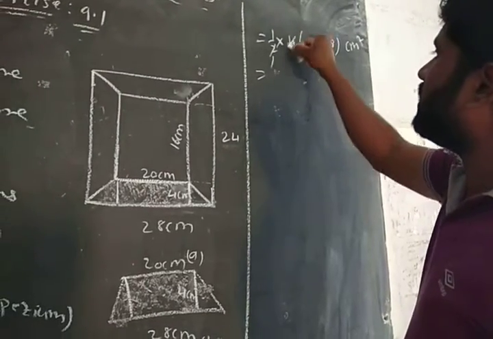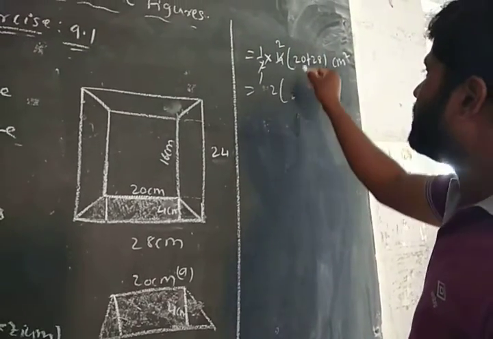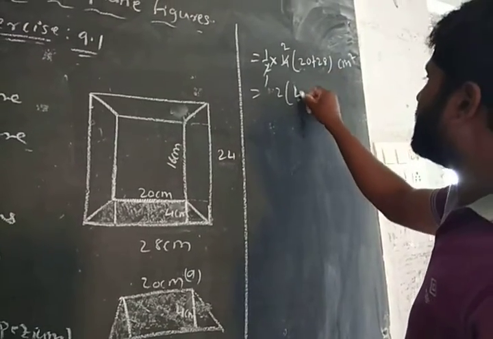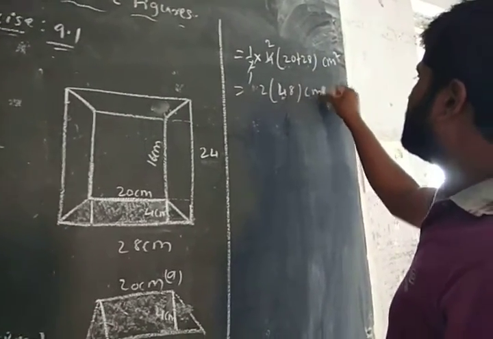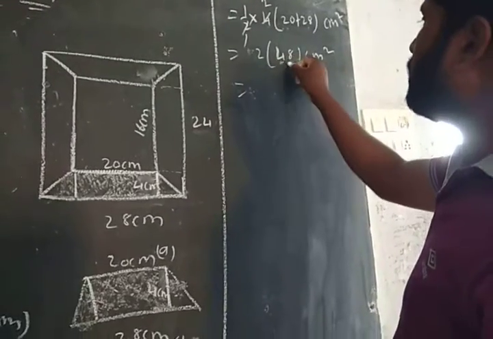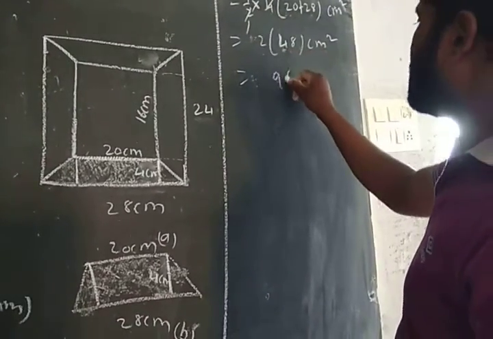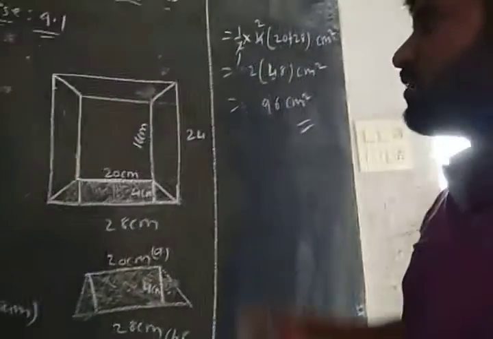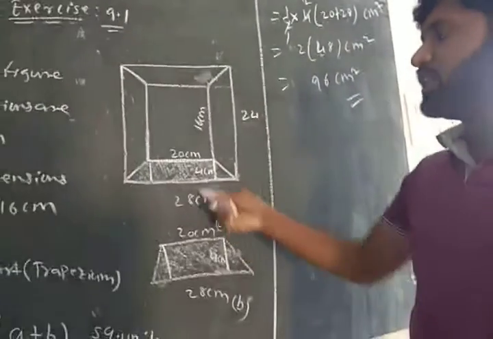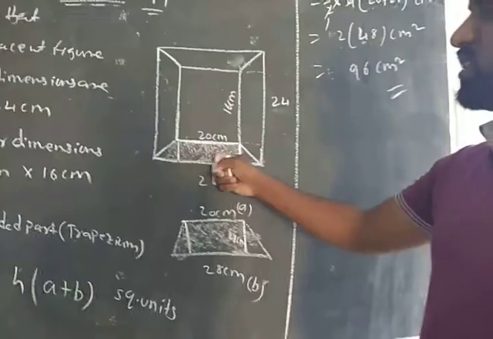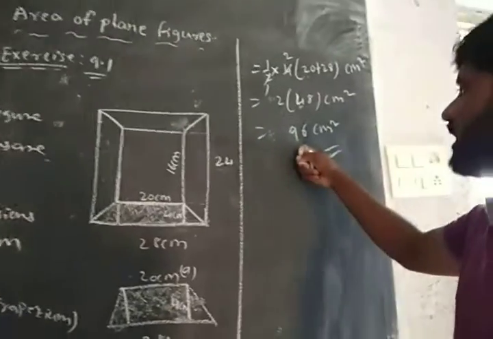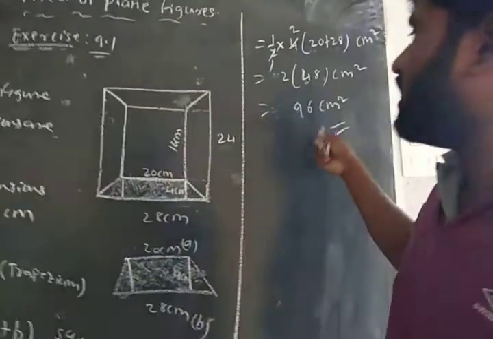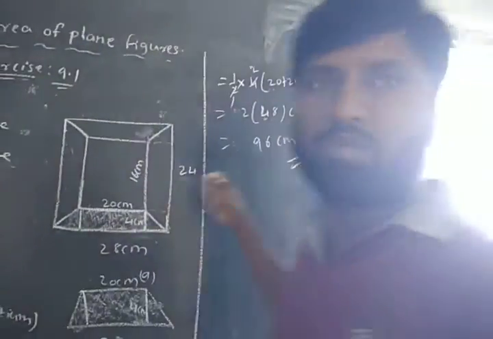Now 20 plus 28 means we get 48 square centimeters. 2 into 48 means what? That is 96 square centimeters. Then with the given measurements, what is the area of the shaded part? That is 96 square centimeters. So this is the required answer for that question. Pass.